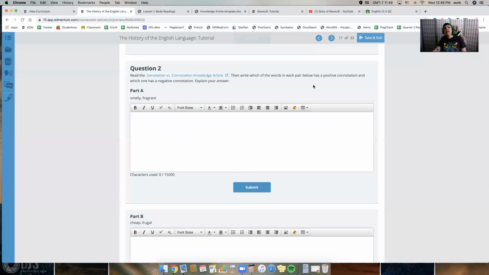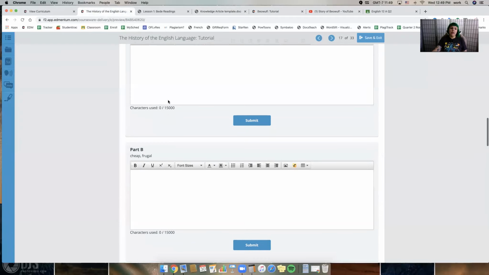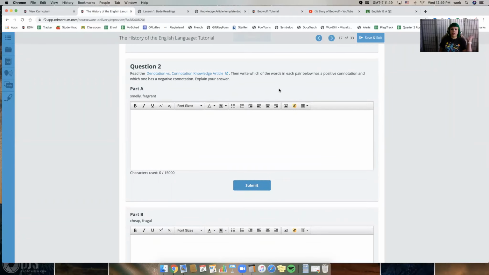So if we go back, you're given 2 words for A through D, and you're going to write which is the positive connotation, which is the negative connotation, and then a sentence explaining it. So for part A, smelly versus fragrant. Smelly has a negative connotation. Fragrant has a positive connotation. Why? Smelly implies something with a smell, like ugh, stinky. But fragrant, we associate that with things like flowers or perfumes. So that's what you need to do for explanation. Okay.